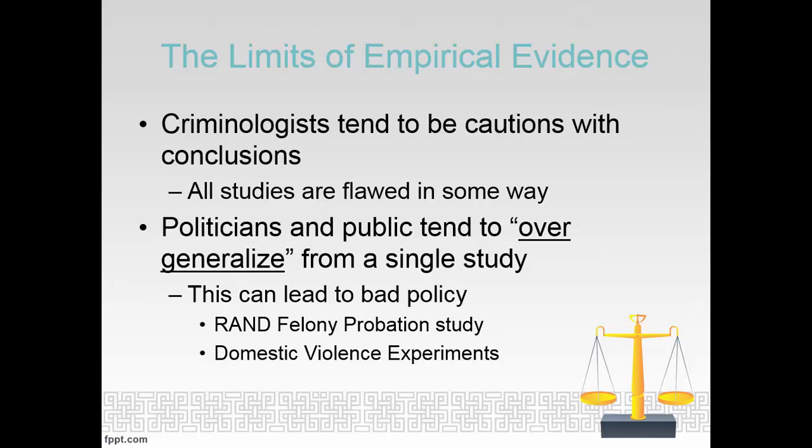Which raises the last point, and that is that criminologists tend to be very cautious with empirical evidence. Every study is flawed in some way, and what we look for tends to be the triangulation of data. Different methods all lead to the same conclusion over time. That's the importance of replication, right? You make sure that things are right.